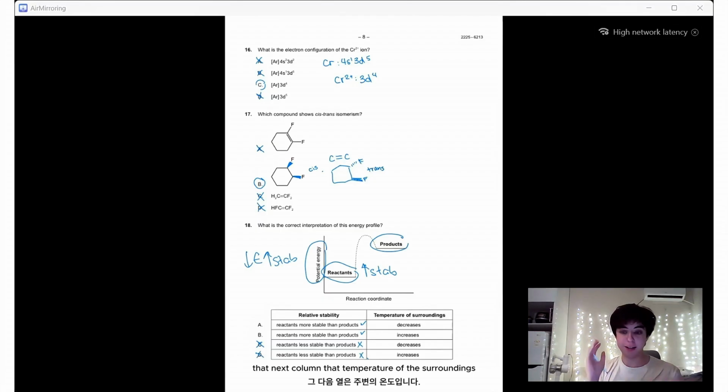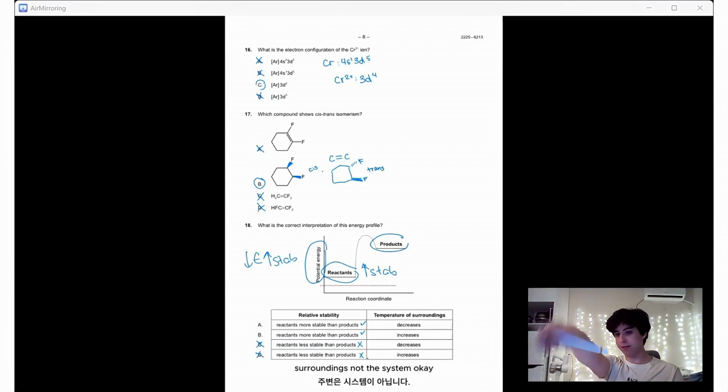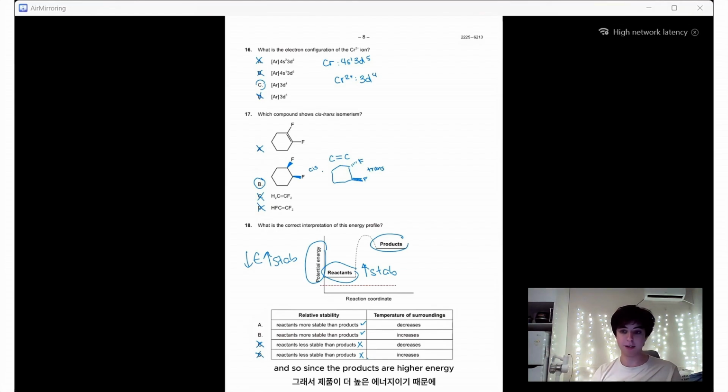Meanwhile, that next column is the temperature of the surroundings, not the system. And so you have to see whether this reaction is endothermic or exothermic. Since the products are higher energy, that is going to make this reaction endothermic.